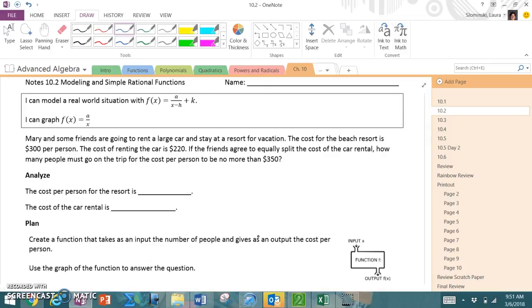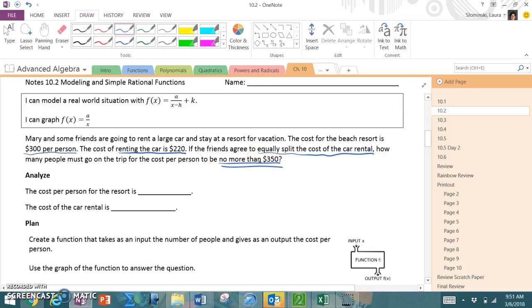So if we read this first word problem, it says, Mary and some friends are going to rent a large car and stay at a resort for vacation. Good timing for this one with spring break coming up. The cost for the beach resort is $300 per person, so everybody pays that. And the cost of renting the car is $220. If the friends agree to equally split the cost of the rental car, how many people must go on the trip for the cost per person to be no more than $350?